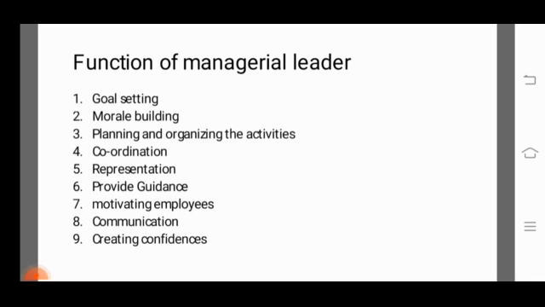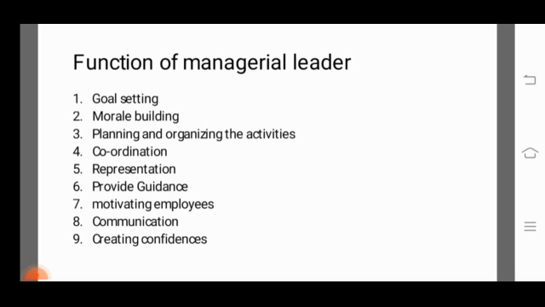Similarly, another function here we have is morale building. Yes, of course, good leadership is inseparable from high employee morale. The leader shapes the thinking and the attitude of the group and maintains discipline. He develops good human relations and facilitates interaction between the members of the group. He maintains voluntary cooperation and discipline among followers.